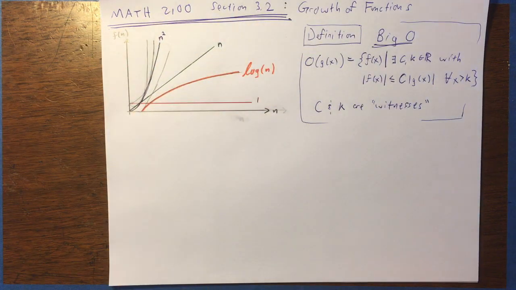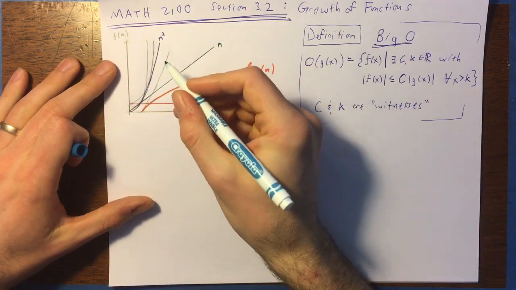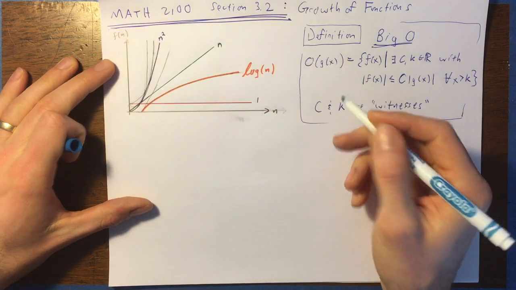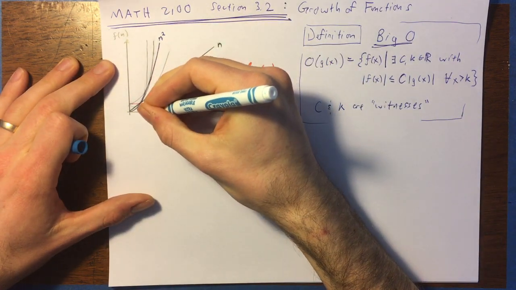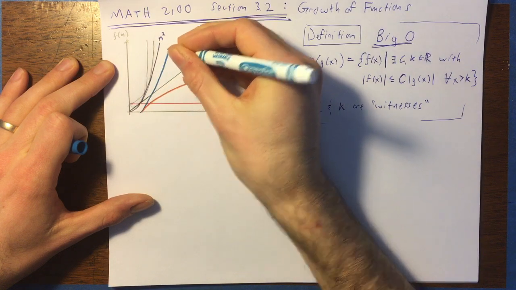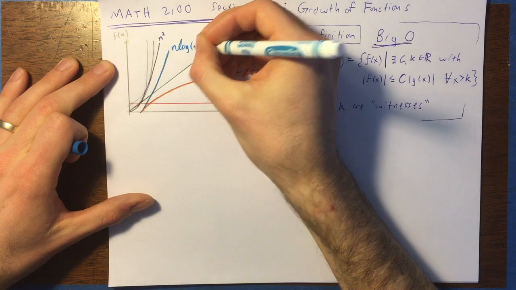But there's another function in between these two. So between green and blue, I'm going to put one here. The function that's kind of in between these two comes from the fact that between 1 and n we have log n. And that is this function here, which is n times log n.